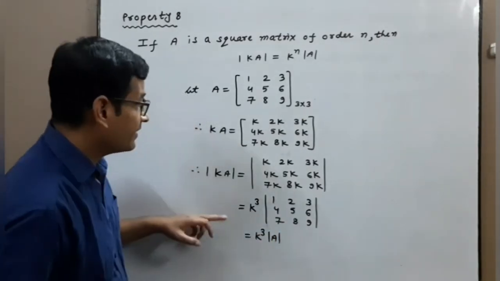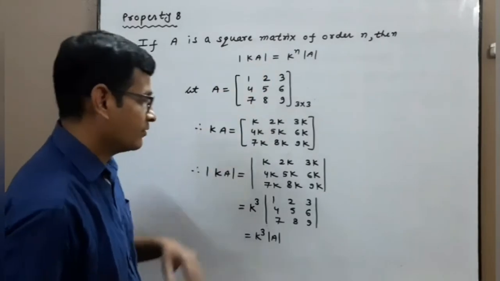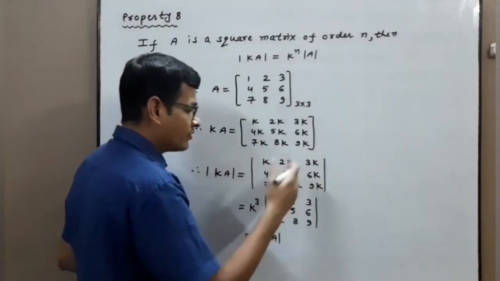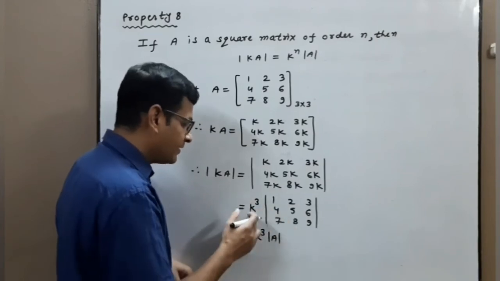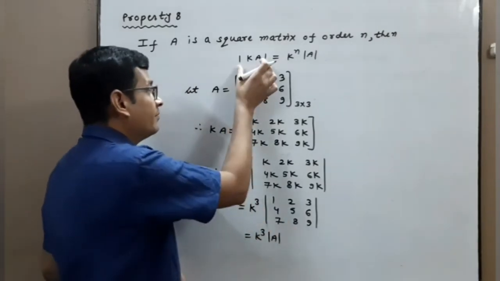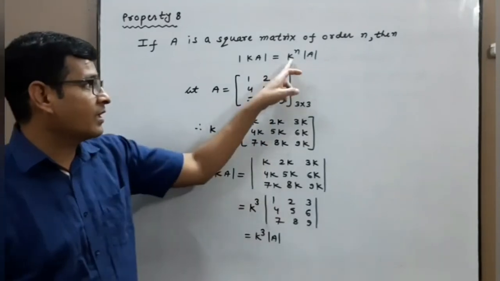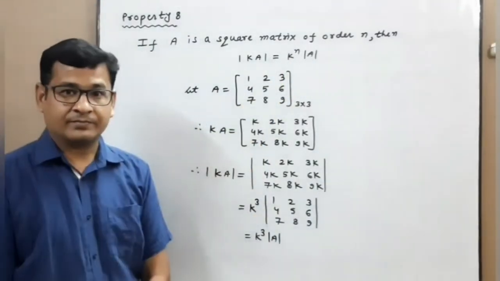We can extend this result to order n also. If there are n rows, then we can take k common n times. So k, n times, means k raised to the power n. So the determinant of kA is equal to k raised to the power n into the determinant of A.